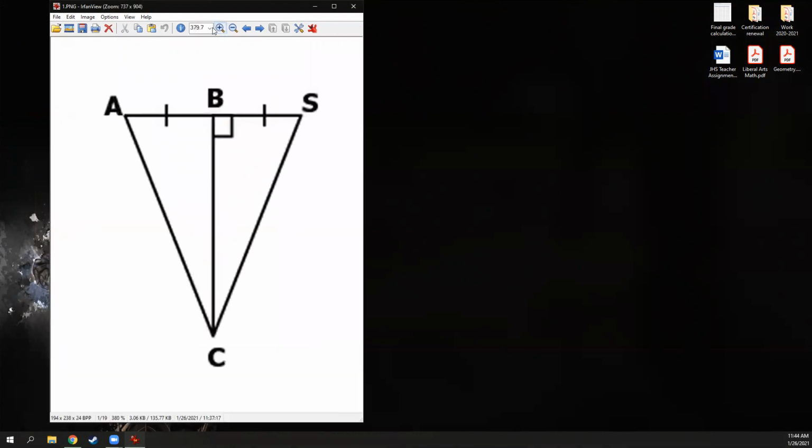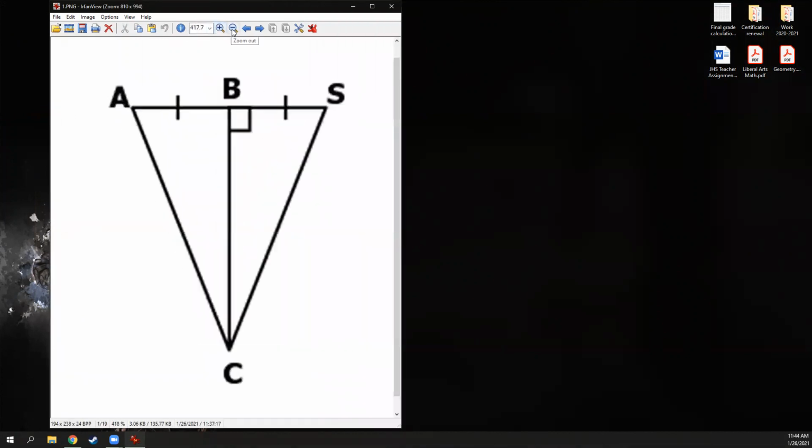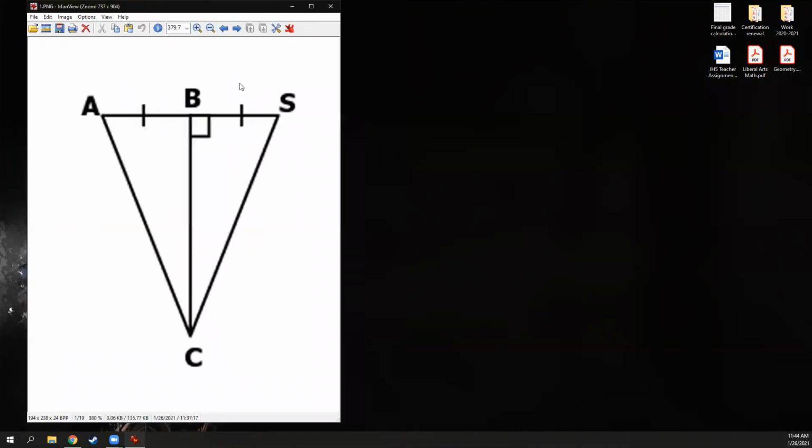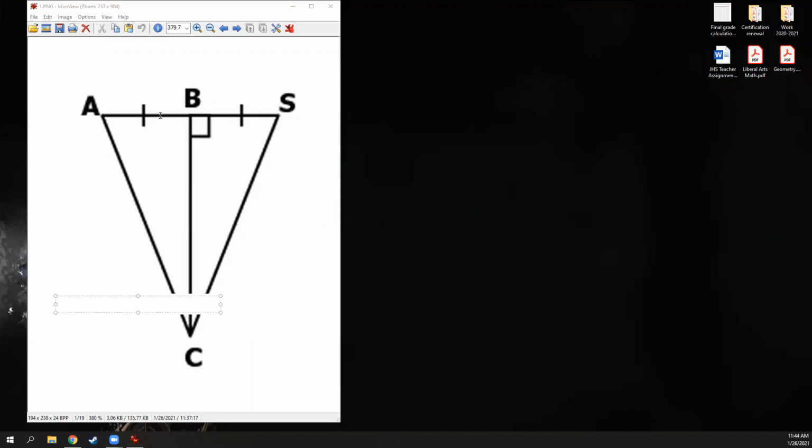So I'm going to blow these guys up here. It may look like there's only one triangle, but unfortunately, that is not correct. There are two. Where's my text? There we go. So there are two triangles here. If you go around the triangle, we've got triangle A, B, C, right? So that's this guy right here.